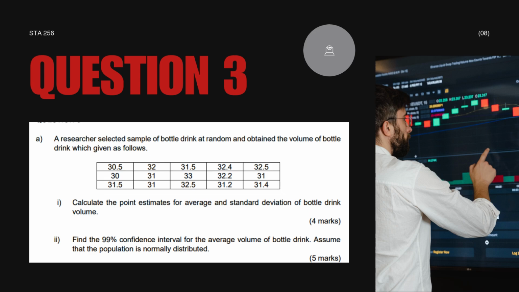And lastly, for question 3A, calculate point estimate for average and standard deviation of bottle drink volume. We understand that average means X bar, so just input the formula. And the second one is find the 99% confidence interval for the average volume of bottle drink. Assume that population is normally distributed. So let's jump to the answer.